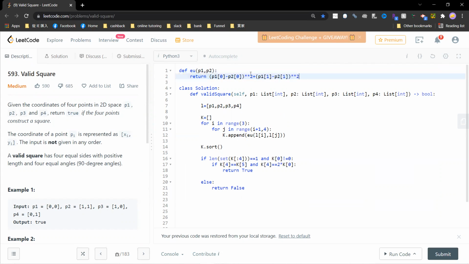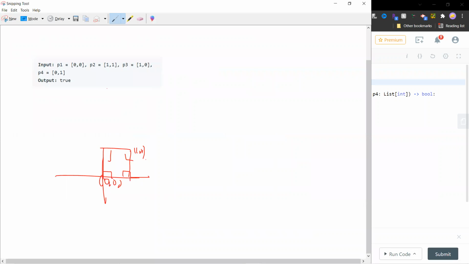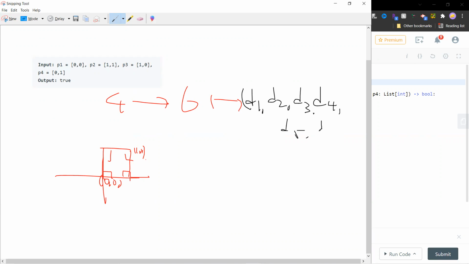First you compute the squared Euclidean distance. Somebody gives you 2 points and you compute the answer. Since you have 4 points, you will have six distances. If it's a square, you sort the six distances. Let's say they are D1, D2, D3, D4, D5, and D6.